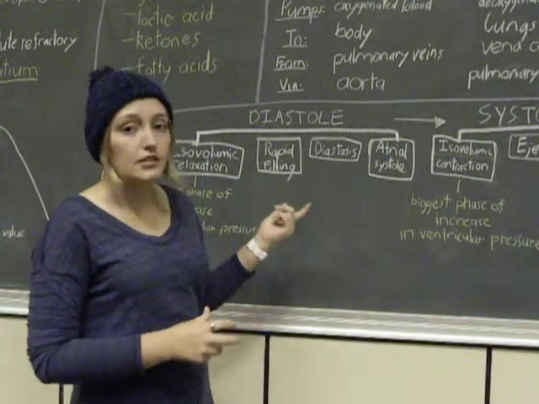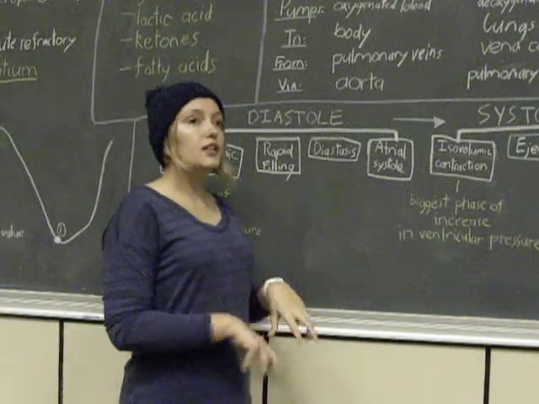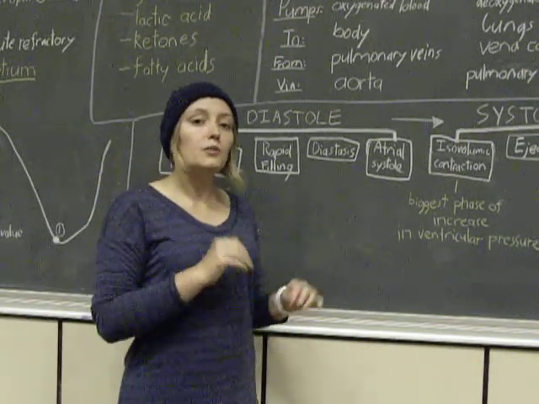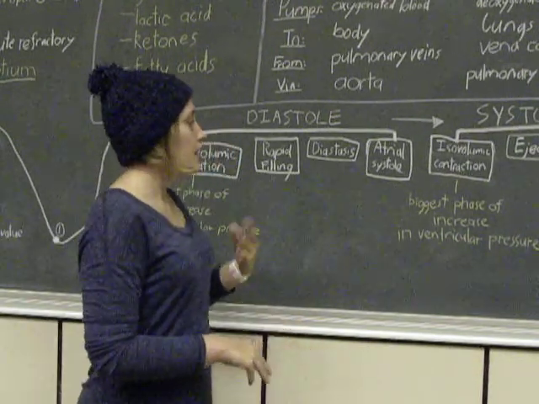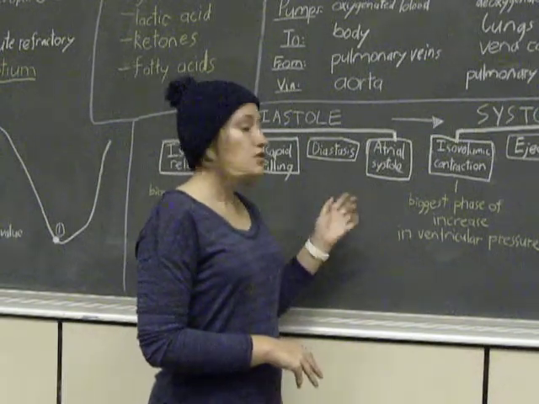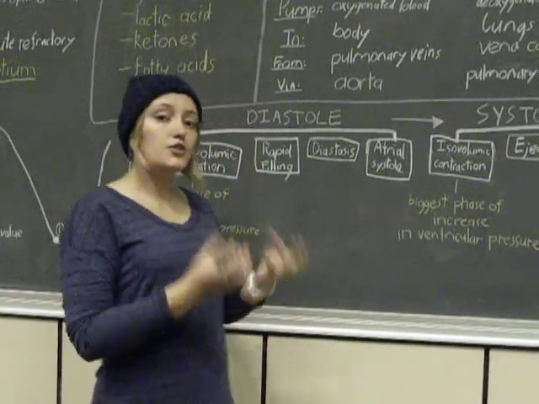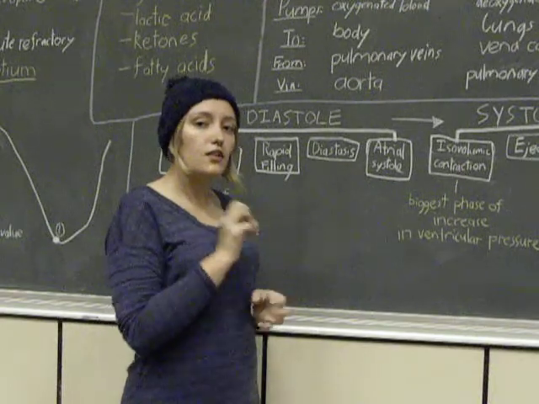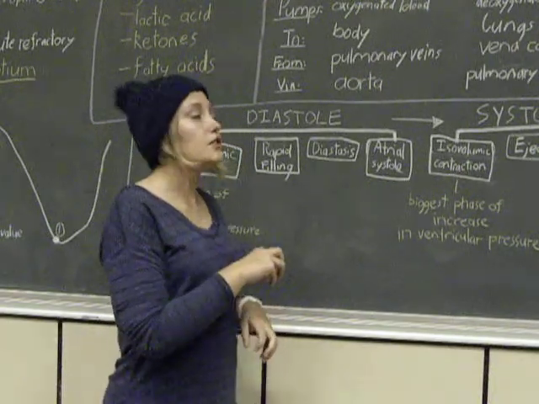Then you have diastasis, which is where blood is moving directly from the veins through the atrium and into the ventricle. And then lastly you have atrial systole, which is when your atrium contracts to just squeeze out that last little blood that's left in there into the ventricle.